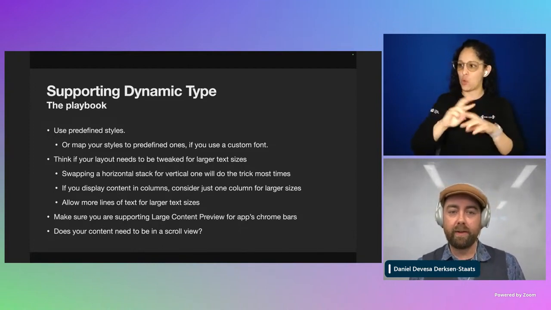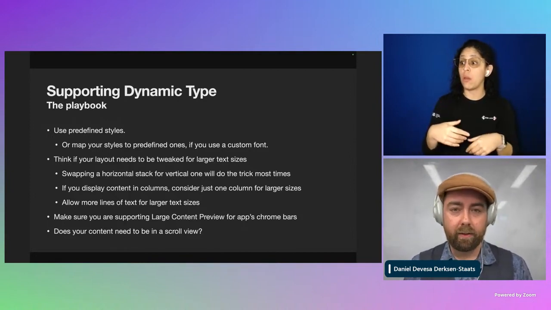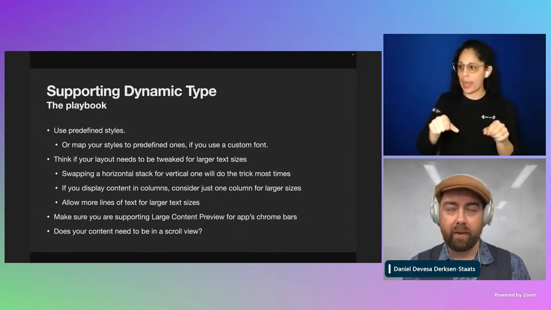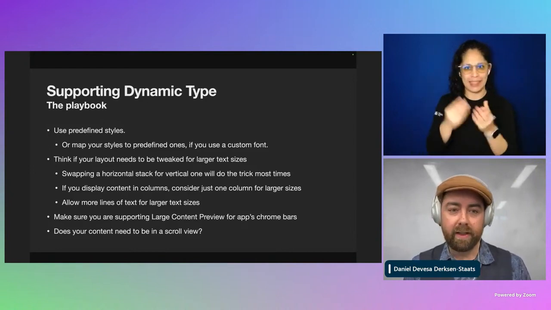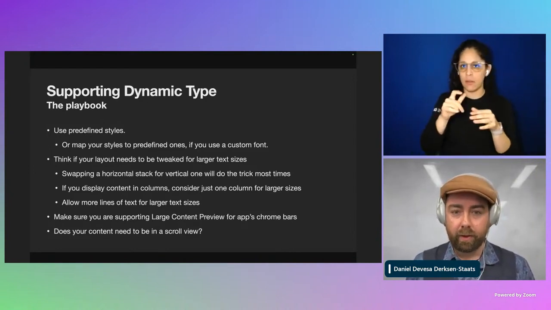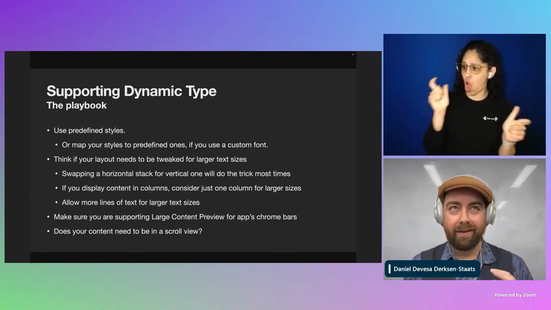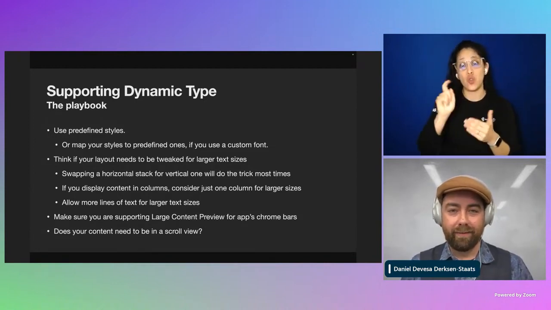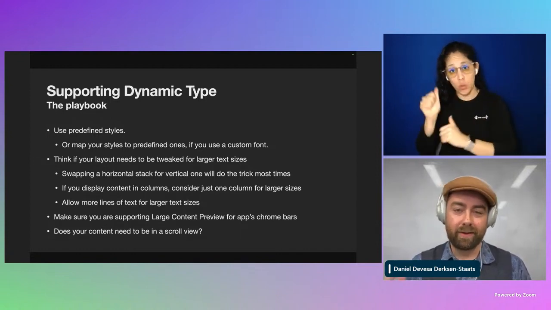And we've seen some things you can do. You can swap a horizontal stack for a vertical stack. You can display content in one column instead of multiple columns. You can allow for more lines when the text size is large, so the content you display to the user is the same regardless of the text size. Make sure that you're supporting large content preview. And yeah, you may need a scroll view as well. Just make sure that if the text size is the largest one, the content still fits on the screen, or you can scroll through it.